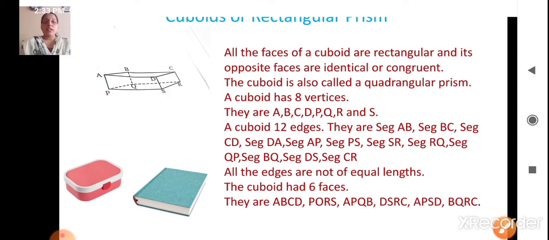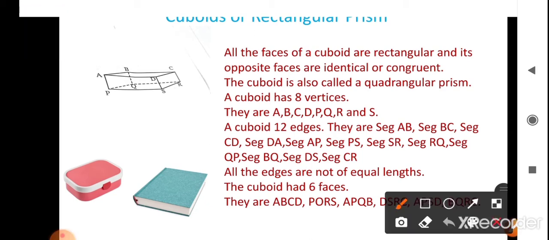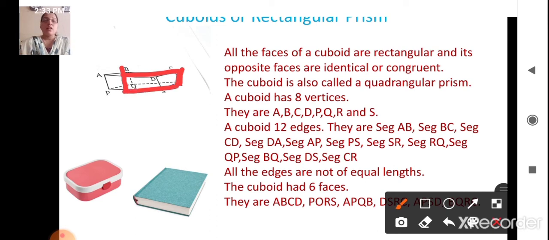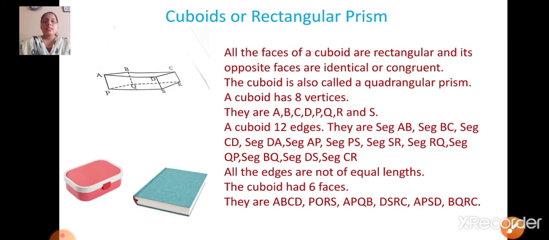And now the last one, B, Q, R, C. See this, B, Q, R, C, this one. Clear, children? So a cuboid has how many faces? A cuboid has 6 faces: ABCD, PQRS, DSRC, APSD, BQRC. You can see the figure on my screen and then you will come to know.